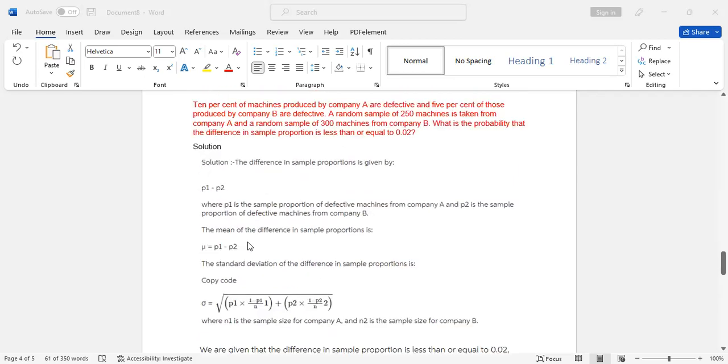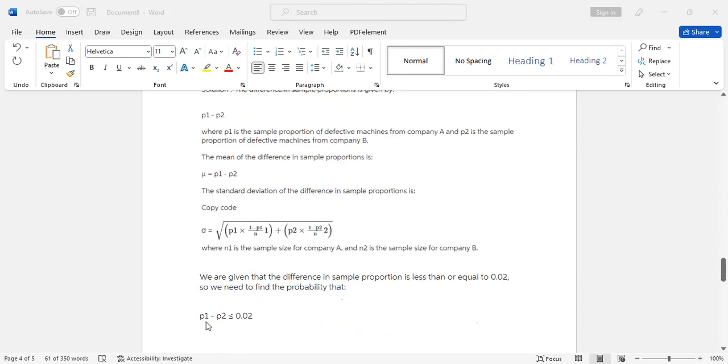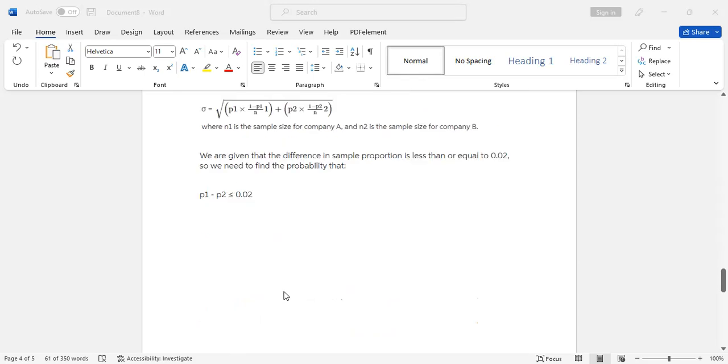Okay, so the difference between proportions P1 minus P2. So we have 5% and 10%. This is the formula that we use when calculating the standard deviation of the difference between two proportions. So this is P1 times 1 minus P1 over n for sample 1, plus P2 times 1 minus P2 over n for sample 2. So what's the probability that the difference is less than 0.02? P1 minus P2 must be less than or equal to 0.02.